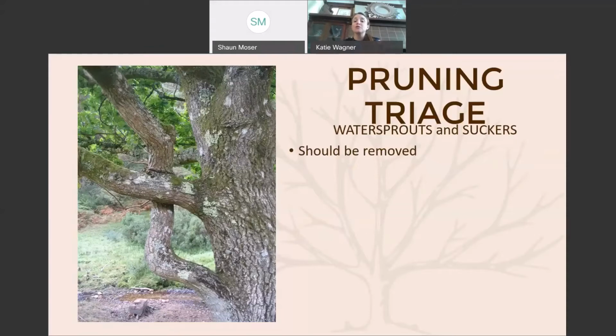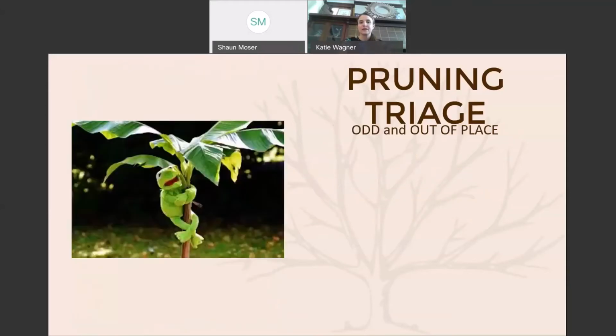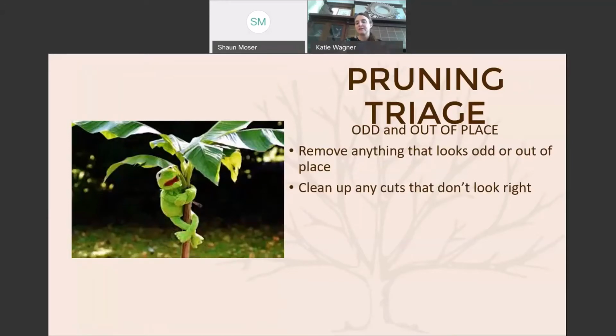So you can go ahead and remove all of those, and then you can stand back again and look at the tree, and the tree is going to look really different. And I think that some of those decisions about what you prune and what you keep, it makes it a lot easier because you don't have all of those extra water sprouts making it difficult to visualize the main scaffolds that you're making those decisions on, okay? They do not produce fruit. Okay, and anything odd or out of place. Okay, clean up any cuts that don't look right. If you have some stubs, things like that, you can go ahead and clean those up.